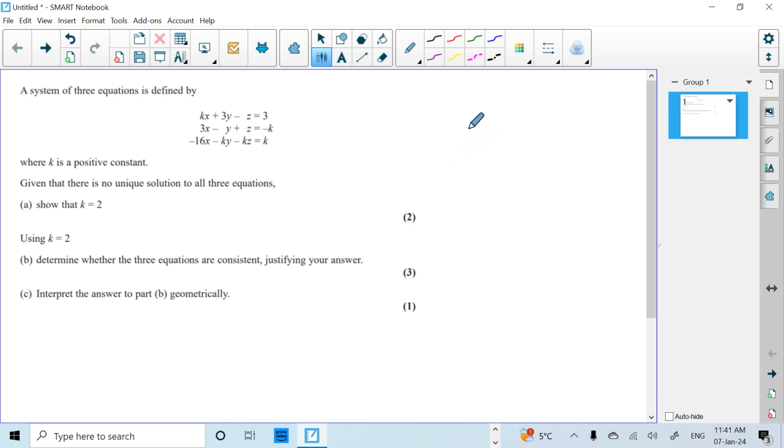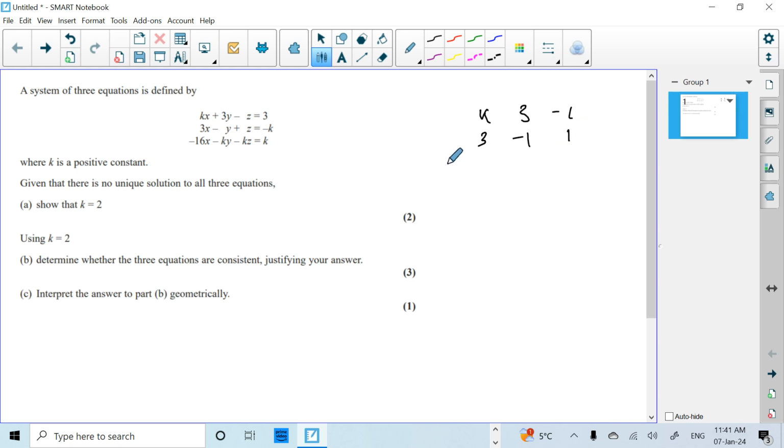So let's do the math. First of all, we need to get our matrix together. So we've got k, 3 and minus 1, because k times x gives us k, and 3 times y, 3, and minus z, minus 1. So there's your x, y, and z. So it's a matrix with no unique solution. Then the next one will be 3, minus 1 and 1.